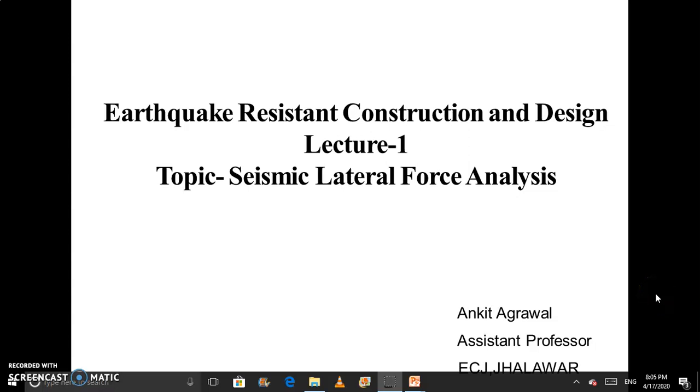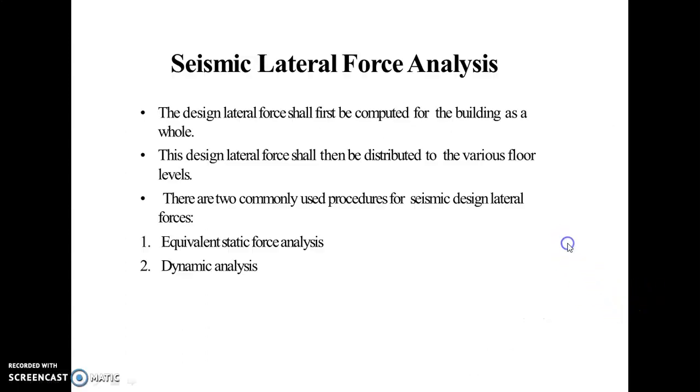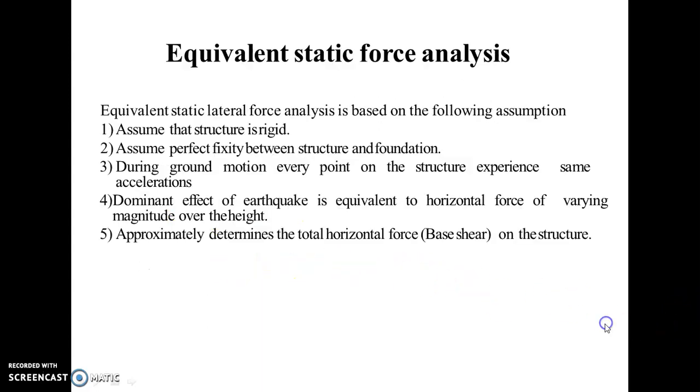Hello everyone. Today we start our new lecture series on earthquake resistant construction and design, and today's topic is seismic lateral force analysis. We have to find the seismic lateral force analysis of a building. First we have to find the whole building load, and then we distribute this load floor-wise. For that we have two methods: one is the equivalent static force analysis and second is the dynamic analysis. In today's lecture, we will discuss the equivalent static force analysis.